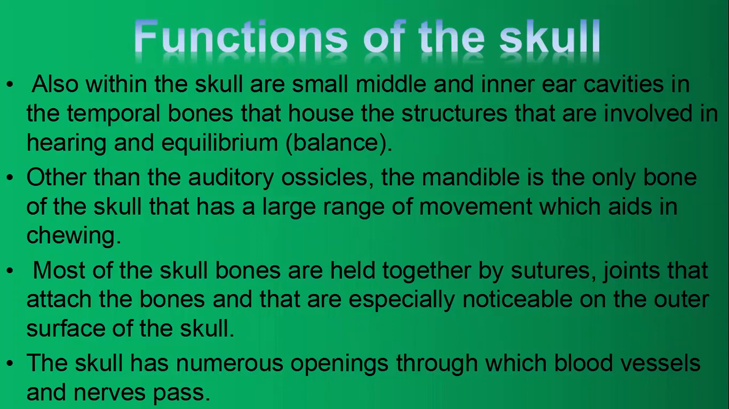Also within the skull are small middle and inner ear cavities in the temporal bone that house the structures involved in hearing and equilibrium. Equilibrium is balance. Those are the bones which I talked about earlier on. Besides that, I've created another slide or slides which explain these small bones of the ear, or the bones of the middle ear, which help us in hearing.